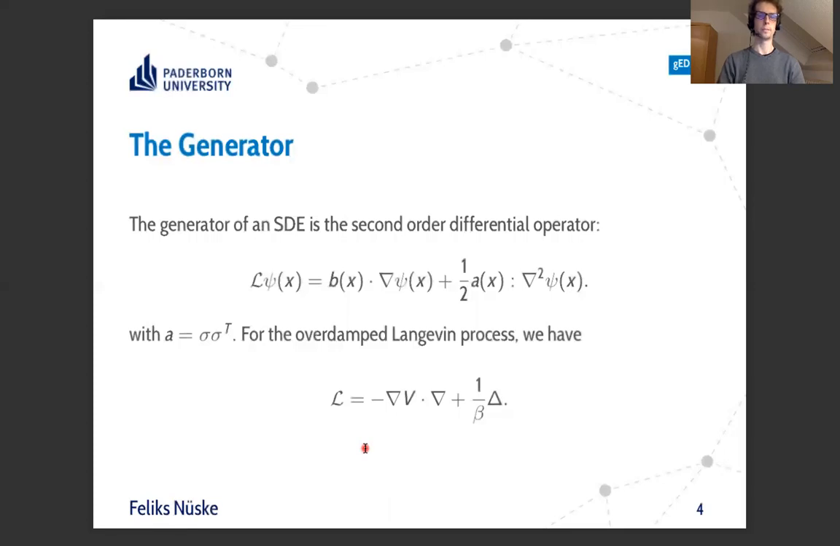Next, let me introduce the generator. The generator of an SDE is a second-order differential operator, which I denote by L, and it acts on a function psi by multiplying the gradient of this function by the drift vector field, and we multiply the Hessian matrix, or matrix of second derivatives of that function, by the covariance matrix a. So a is directly related to the noise matrix sigma by a equals sigma times sigma transposed. Going back to the overdamped Langevin process from the previous slide, the generator takes the following shape. L is equal to minus the gradient of V times the gradient of the function, and the second order term just collapses into a constant times the familiar Laplacian operator.